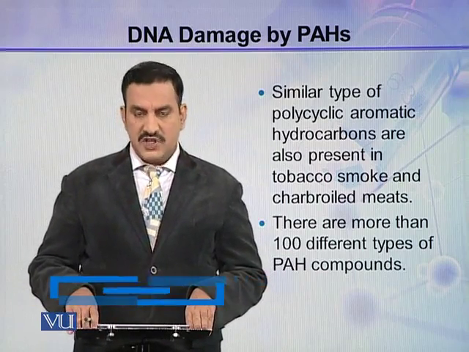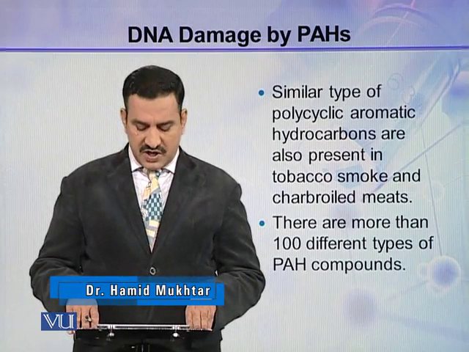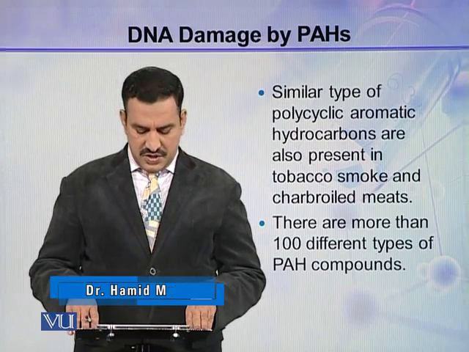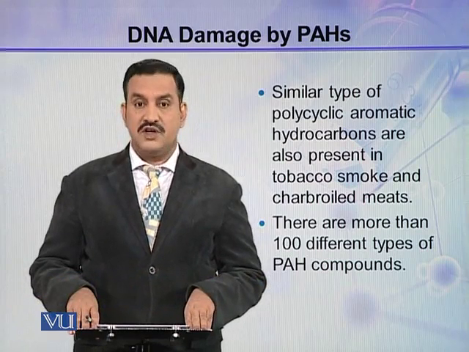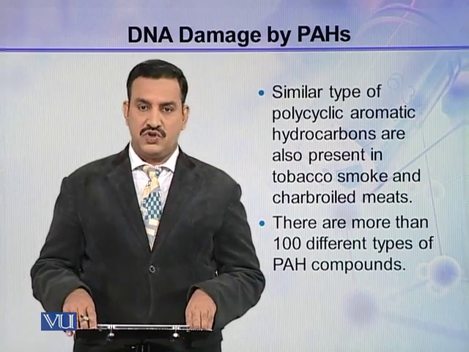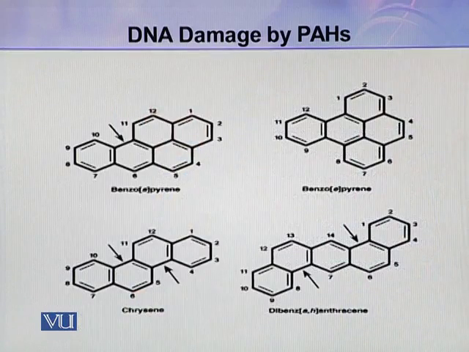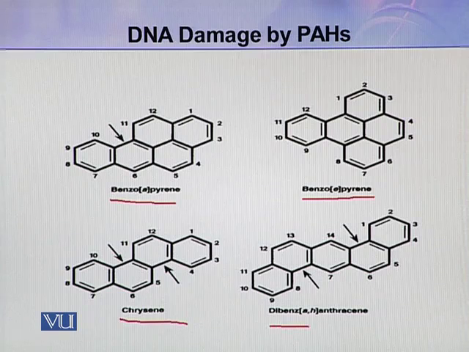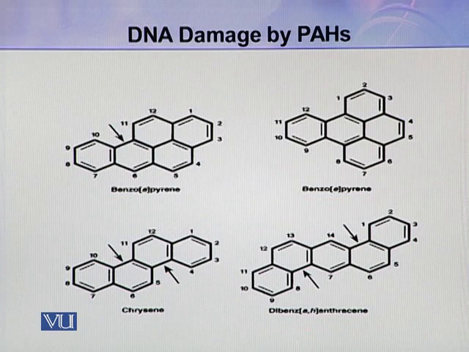Similar types of polycyclic aromatic hydrocarbons are also present in tobacco smoke and charbroiled meats. There are more than 100 different types of PAH compounds present in the environment. Here are some examples. These include benzopyrene, these two are benzopyrene, this is chrysene, and this is dibenzanthracene. These are examples of polycyclic aromatic hydrocarbons which can damage DNA.